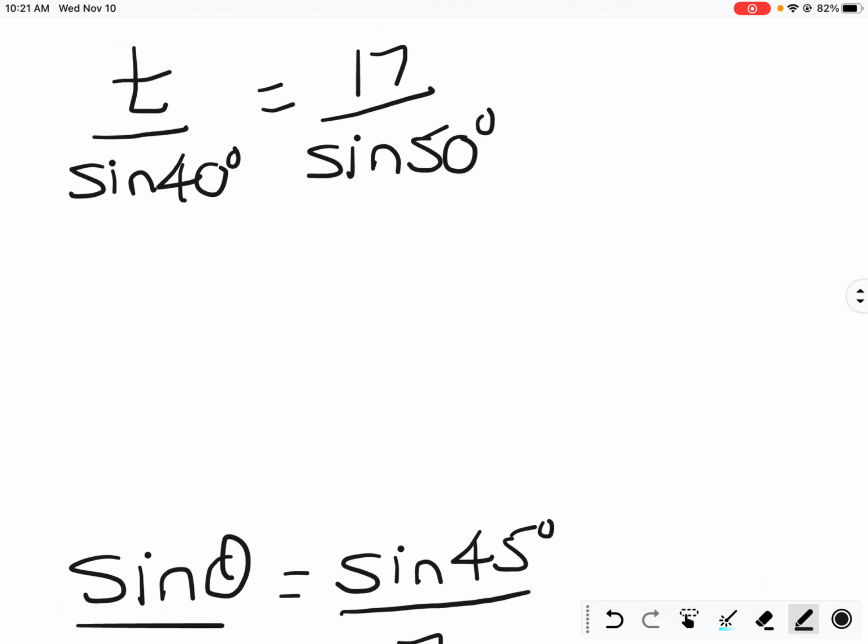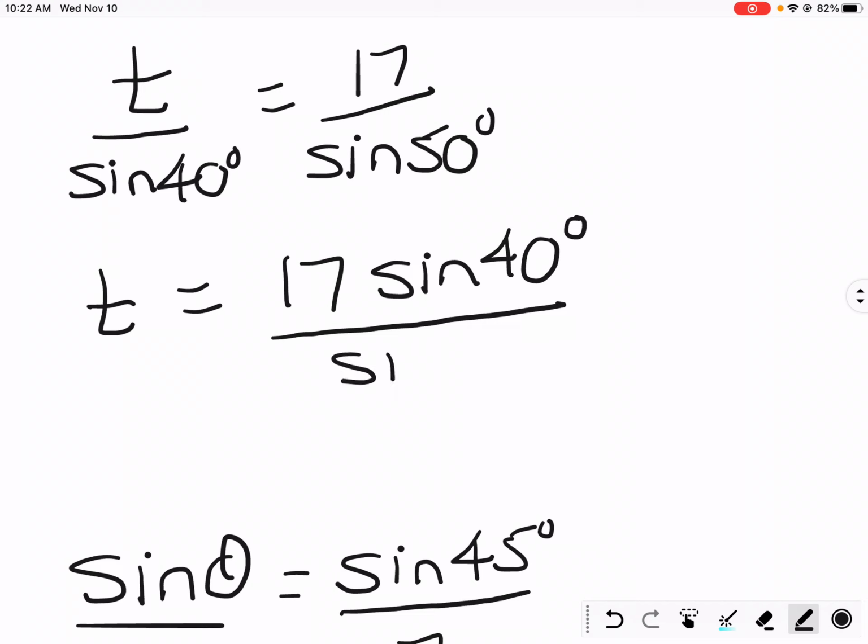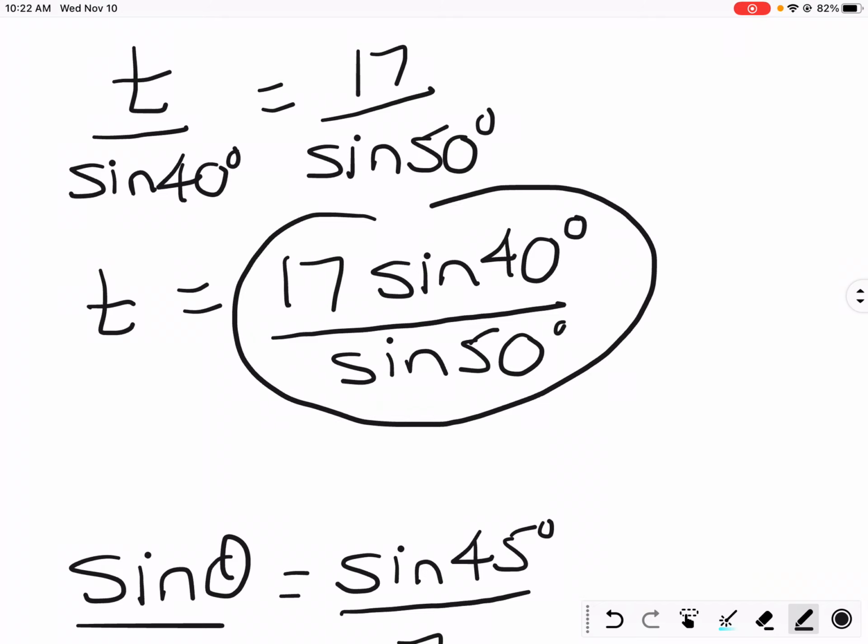Law of sines. To get t by itself, we're going to multiply both sides by the sine of 40, which will give t equals 17 sine of 40 over the sine of 50. And you should be able to type this exact thing into your calculator. There's no reason to do sine of 40, write down the decimal, sine of 50, write down the decimal, and then do 17 times that decimal over the decimal. Just do it like you see it. Our calculators are awesome that way. It should look pretty much just like this on your calculator. And I believe we'll get 14.26 or thereabouts.